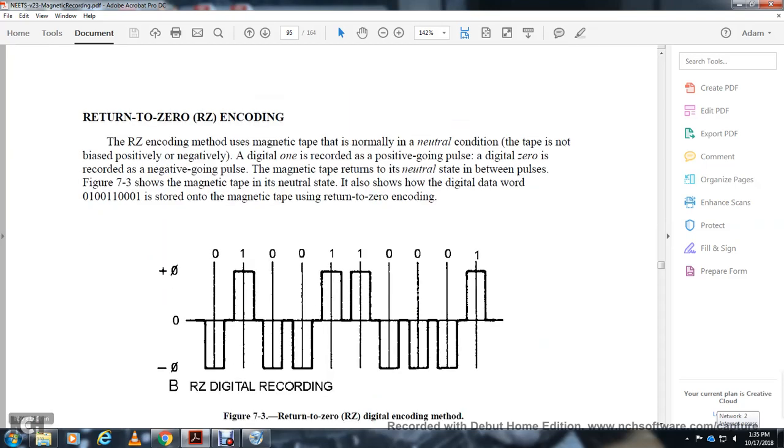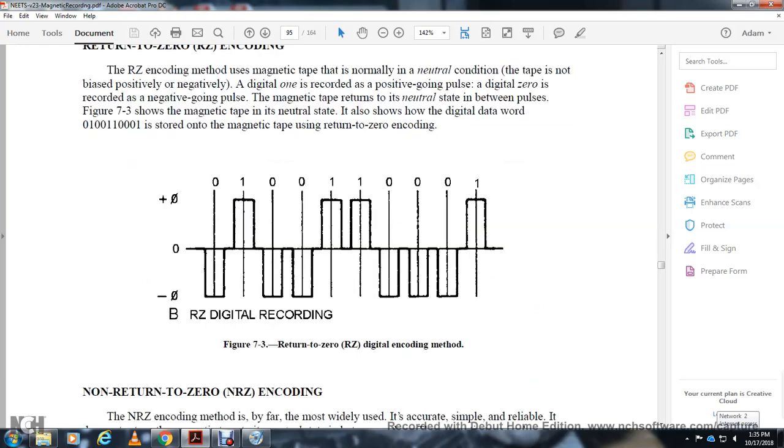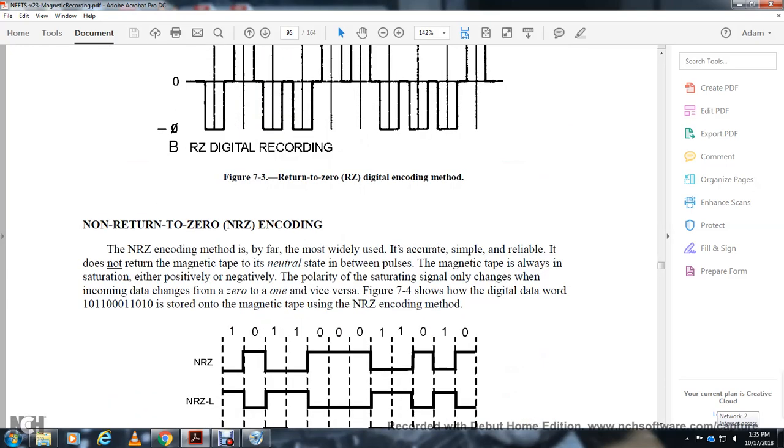Non-return to zero encoding is the most widely used method. It is a form of saturation recording that doesn't return the magnetic tape to a neutral state. The magnetic tape is always in saturation, either positively or negatively. The saturating signal only changes when the incoming data changes from 0 to 1. The figure shows how a digital word of zeros and ones is stored on the magnetic tape using the non-return to zero encoding method.